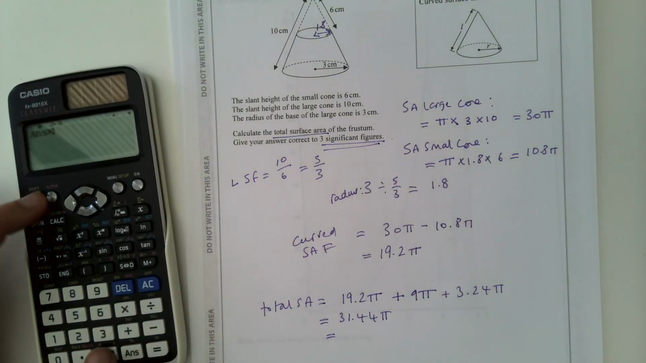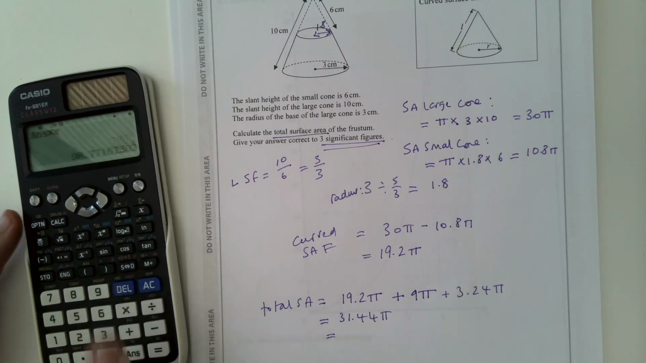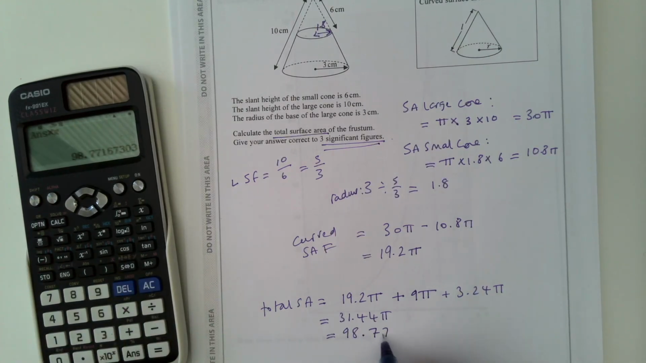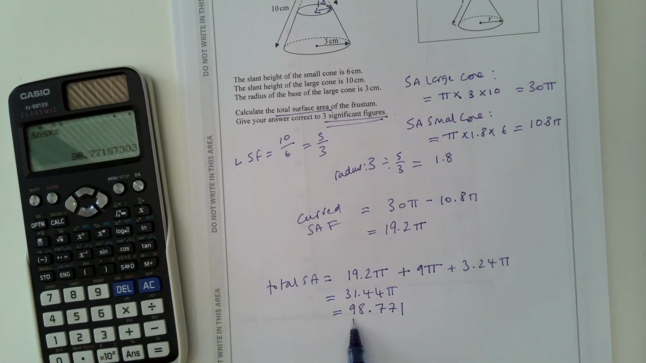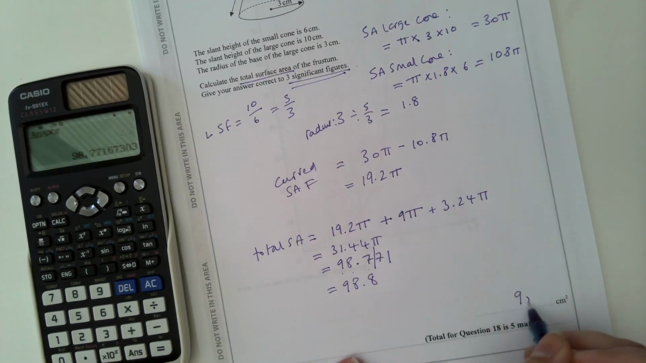We want three significant figures. So let's figure out what 31.44 pi is. So it's 98.771. Three significant figures. 1, 2, 3. That 7 is going to round this 7 up. So it's 98.8. That's the total surface area.